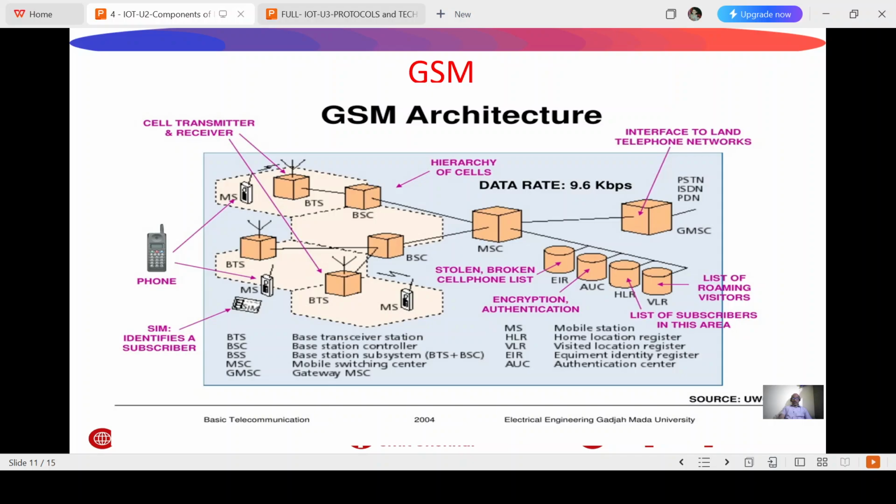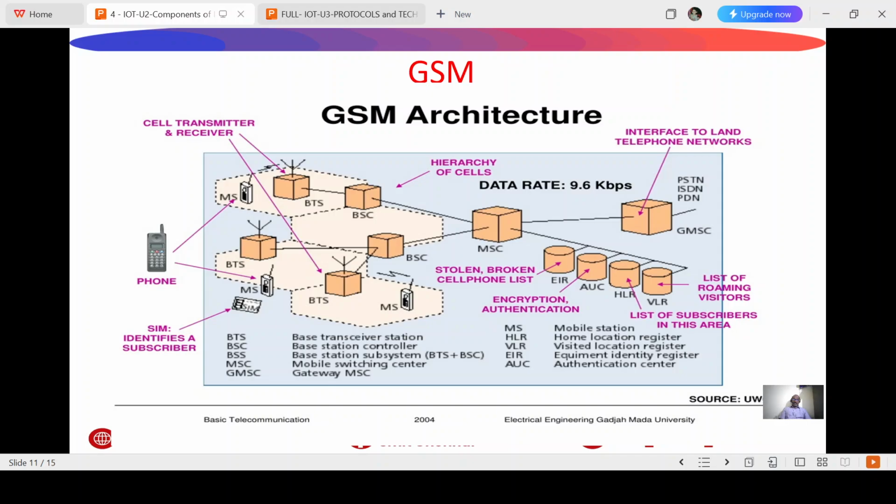And everything has to go through a common gateway, the gateway MSC, mobile switching center. See in this figure, all the BSCs and BTSs are interconnected together, and they are connected to the gateway MSC. And from there, connection is given to end users such as landline users, interfacing to telephone networks, PSTN or ISDN or PDN or whatever it may be. The MSC gets information from the EIR, Equipment Identity Register, the VLR, Visitor Location Register, the HLR, Home Location Register, and lastly the AUC, Authentication Center. Everything comes under the GSM architecture.